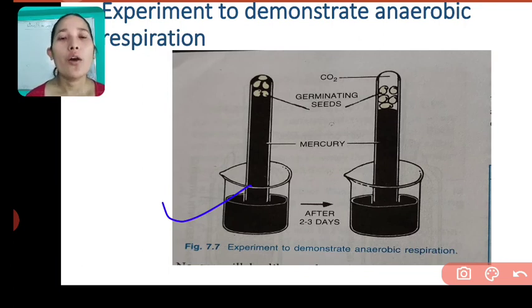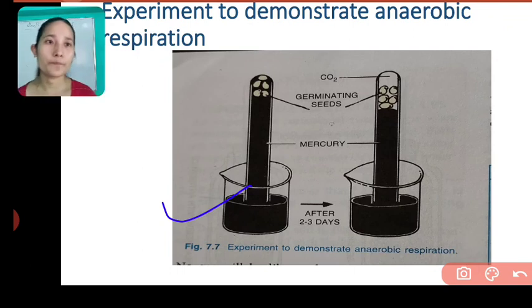Now what would you observe? Why are you using mercury? In order to maintain an anaerobic environment, because if water were used, it could be broken down into hydrogen and oxygen, and oxygen would be provided, right? That's why, in order to avoid that, you are using mercury here. You keep this setup for 2-3 days. After 2-3 days, what you would see is that a vacuum is created here.